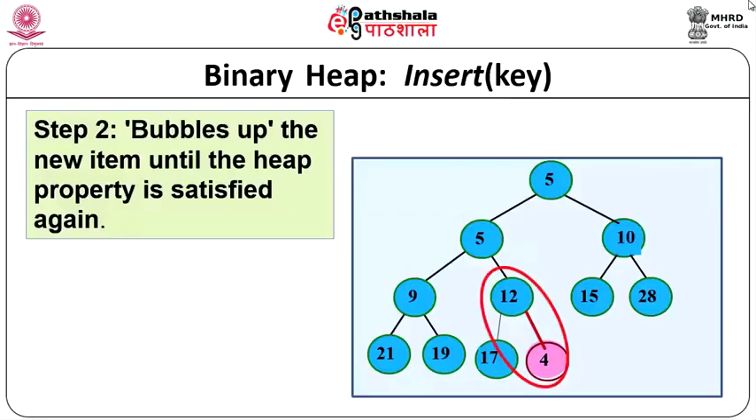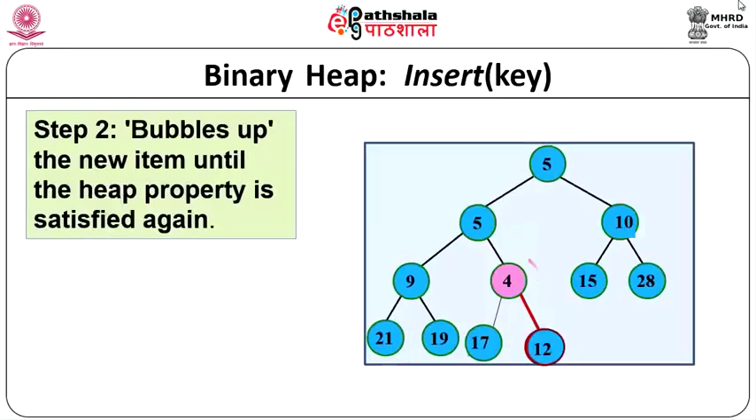Now you look at these two, 4 and 12. Remember, the parent has to have a lower value than the child in a min heap, so in this case it is not satisfied. So, 4 and 12 are interchanged. That is what we do here. Now, we have 4 again.